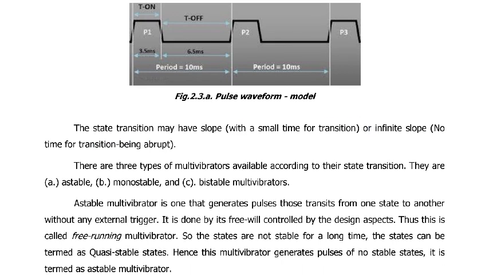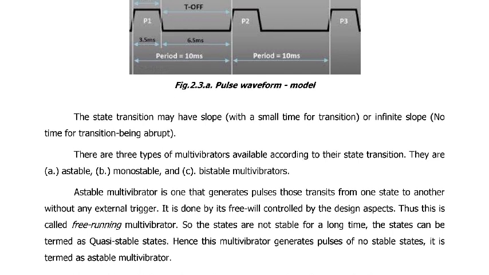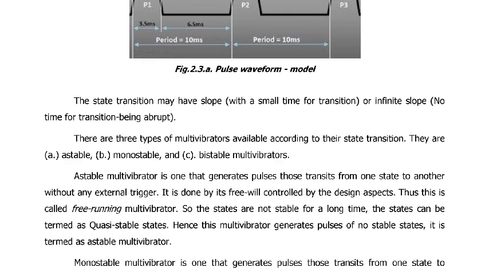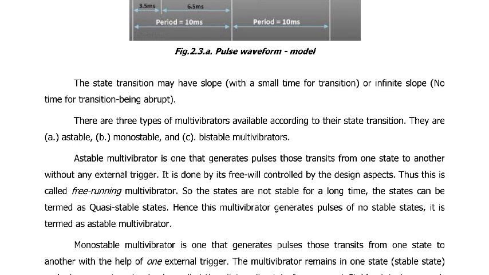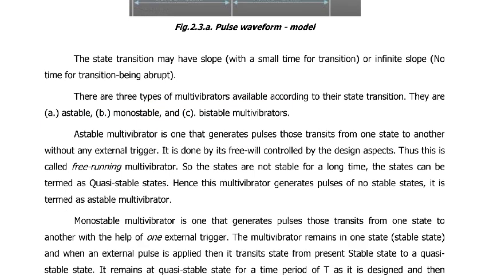There are three types of multivibrator available according to their states. They are first astable, monostable, and last is bistable. First, we will discuss the astable multivibrator.